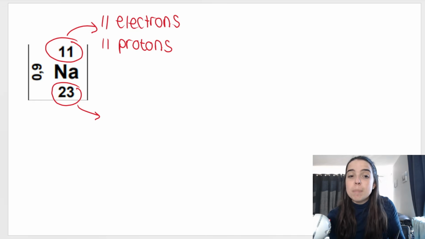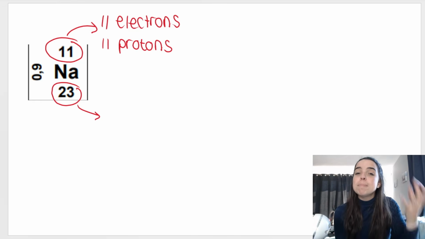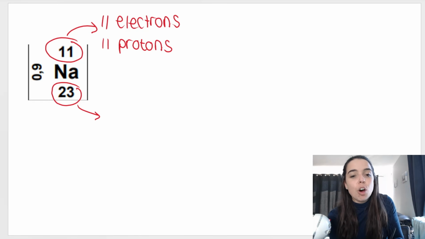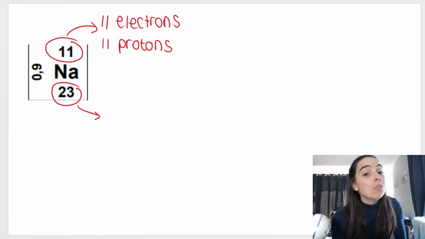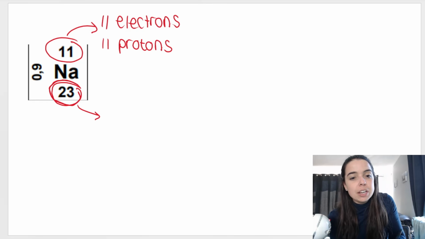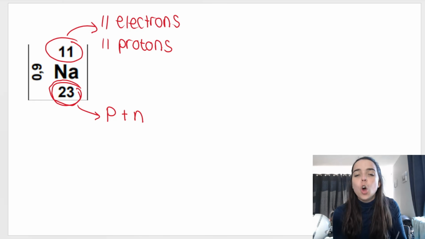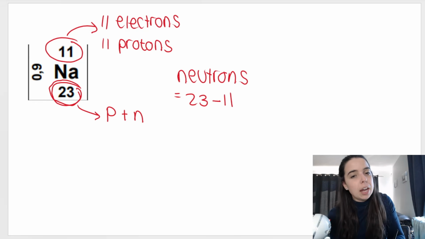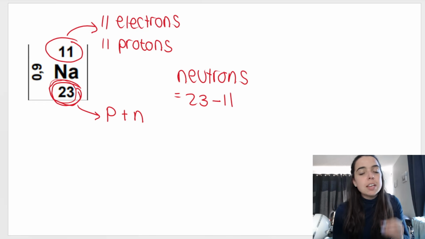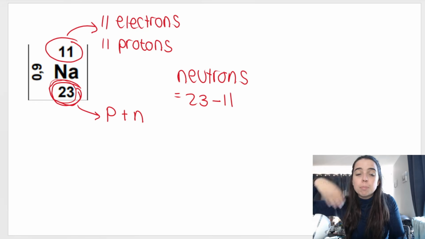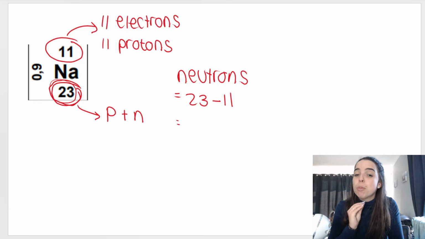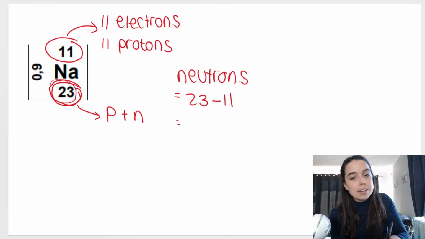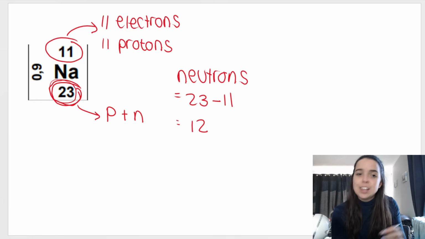The relative atomic mass, the number at the bottom, is basically the mass of the element, and it consists of the number of protons and the number of neutrons. So this number here, 23, is the number of protons plus neutrons. If I want to find the number of neutrons, I take the big number, 23, minus the small number. 23 is protons plus neutrons, so if I subtract the protons away from the 23, I'm left with the number of neutrons. So the number of neutrons in a sodium atom is 23 minus 11, which is 12 neutrons. So that's what the numbers mean.